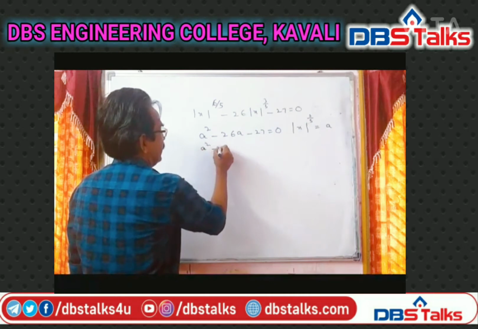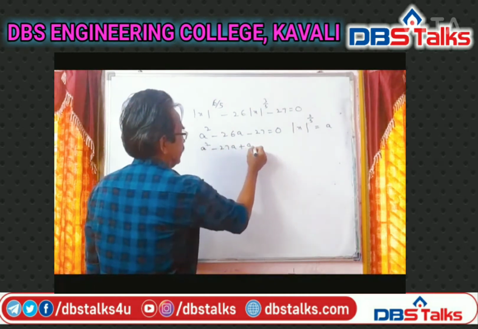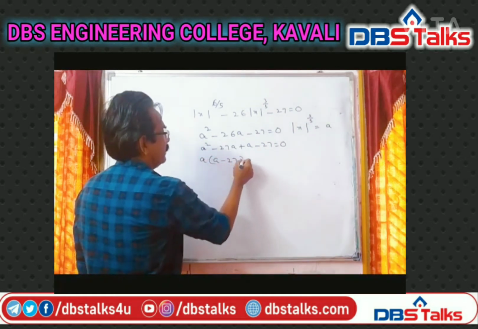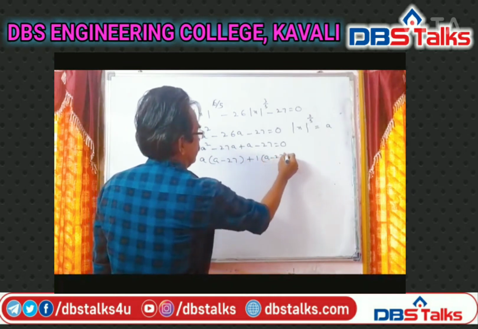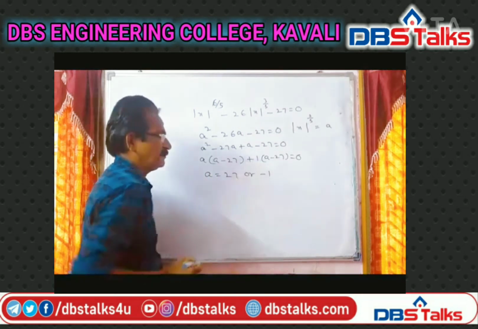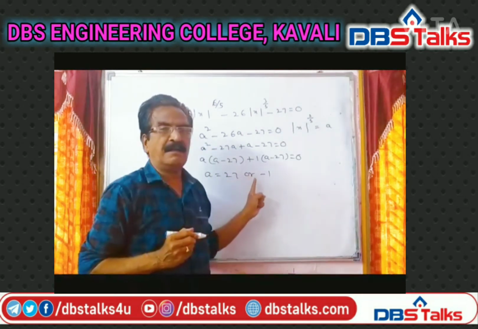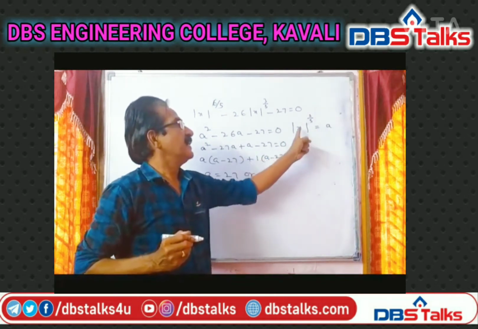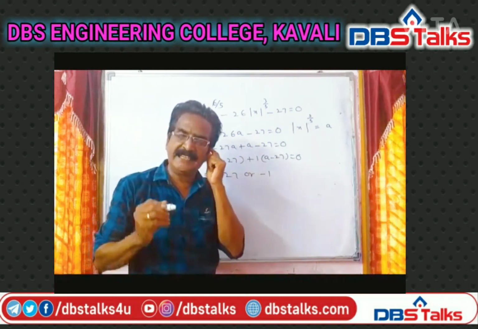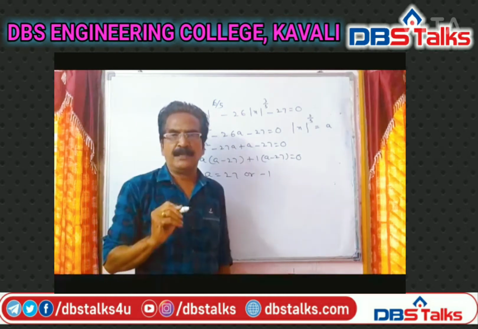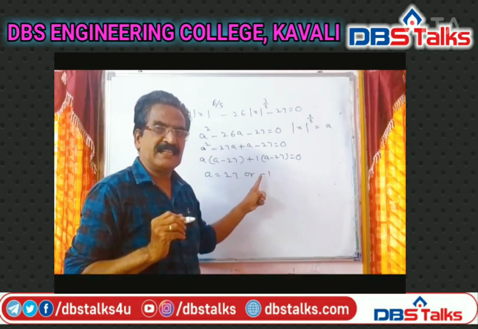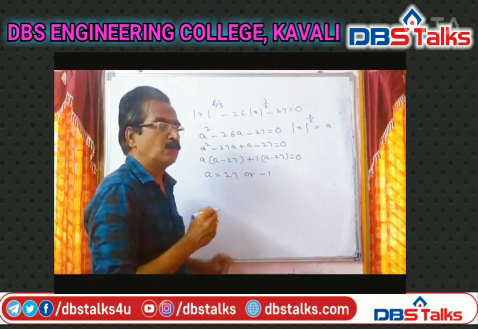a^2 minus 27a plus a minus 27 is equal to 0. a(a minus 27) plus 1(a minus 27) is equal to 0. a is equal to 27 or minus 1. See, a takes only positive values because mod of something, mod x, is always greater than or equal to 0. So we don't consider this value. We consider only a is equal to 27.